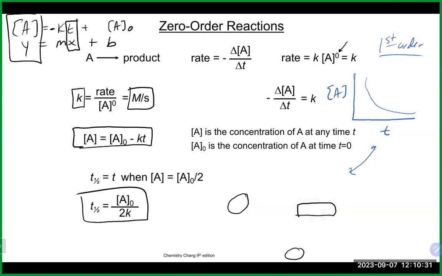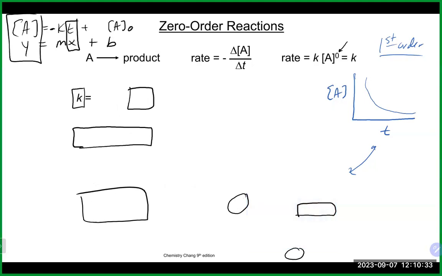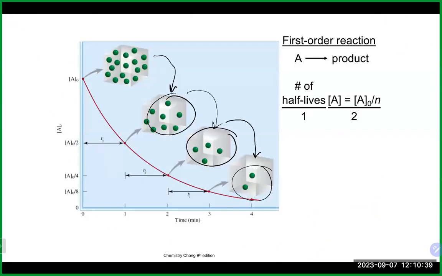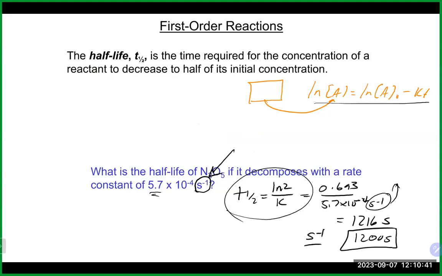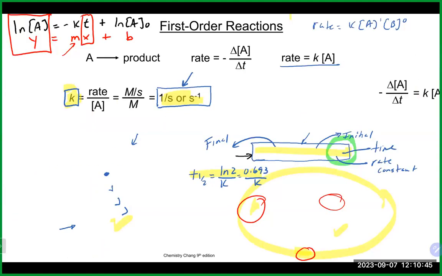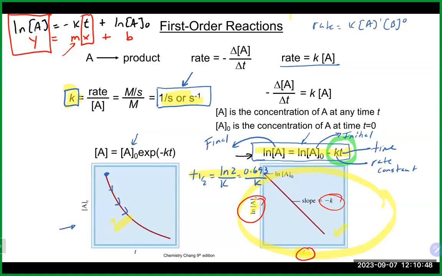So if we go back and take a peek at that one there. Next slide here. Yeah, if we look at it, this is the same sort of graph that we just looked at with zero order, which is concentration versus time. And as you can see, it's not a linear relationship.